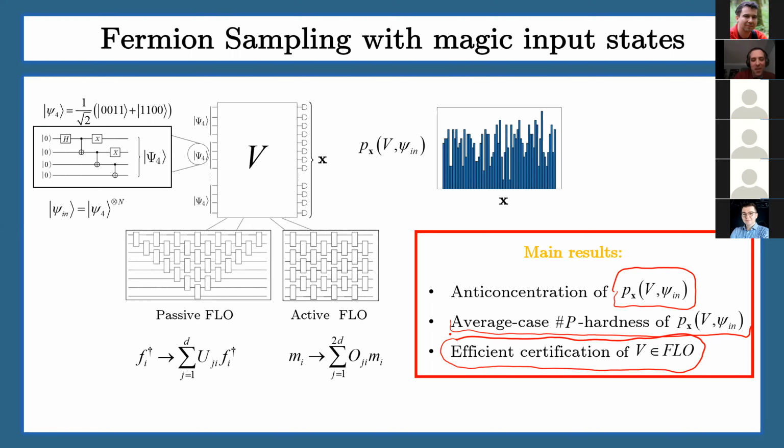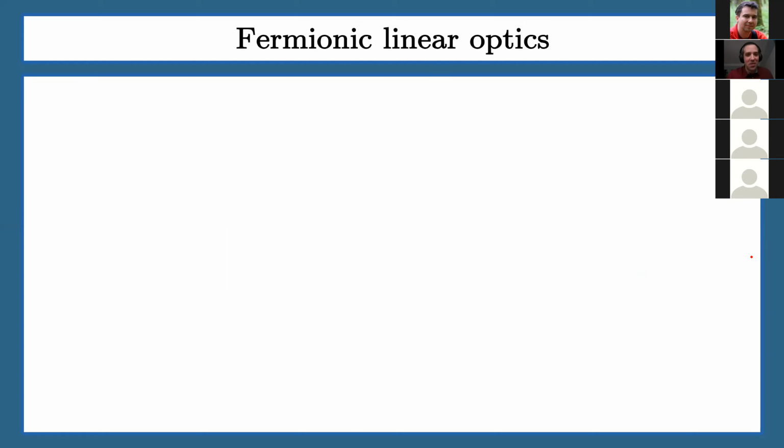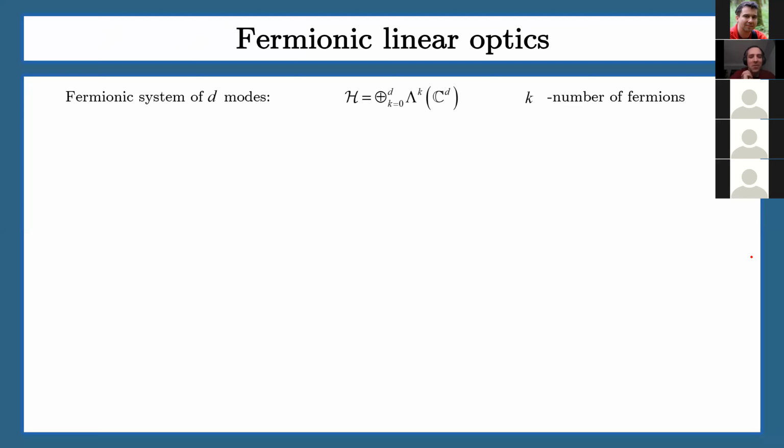So I realize that it's quite a lot to unpack here, and I've been talking for like 25 minutes now already. So what I will do now is present in detail what those FLO circuits are. Then I will talk about certification because it's maybe the least technically demanding part. And then at the very end, I'll talk about the hardness and those two theoretical results. But I think it's more important to understand why those things are useful rather than how exactly, because the paper has 67 pages. So. Right. So, fermionic linear optics.